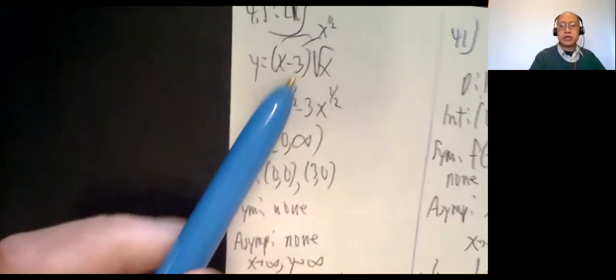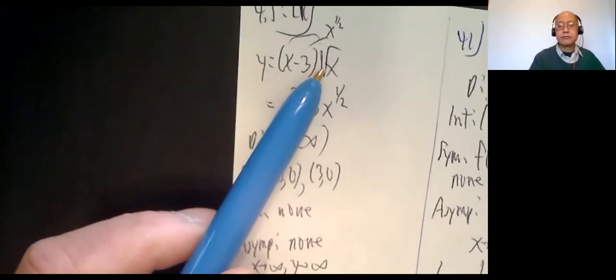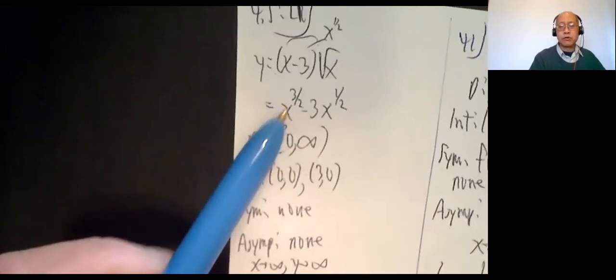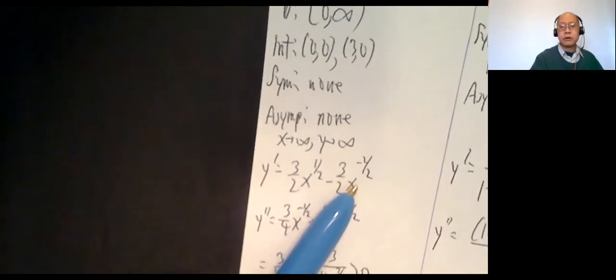All right, so now I'm ready for my calculus part. So do my first and second derivative test. To differentiate this, I can avoid the product rule if I distribute. This is x to the 1 times x to the half, right? It gives me 3/2 x^(3/2) minus 3x^(1/2). So the first derivative would be 3/2 x^(1/2) minus 3/2 x^(-1/2).